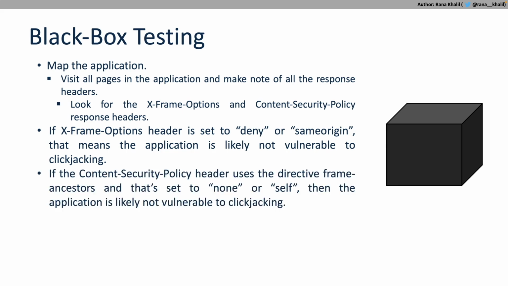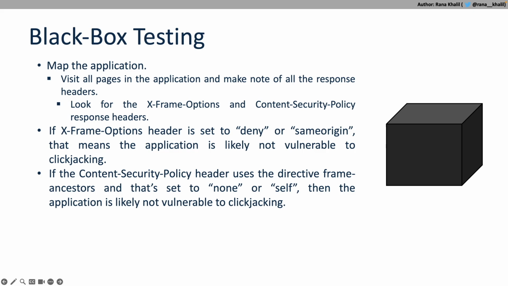Another defense mechanism that may be used by developers is the frame-ancestors directive in the Content Security Policy header. This directive is also used to indicate whether or not a browser is allowed to render a page in a frame or an iframe element. If you see it set to none, that means no domain is allowed to frame the content. And if you see it set to self, that means only the application itself has the ability to frame the content. Both configuration settings mean that the application is not vulnerable to clickjacking attacks.